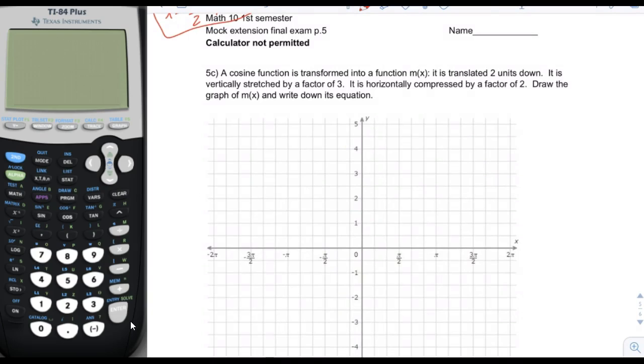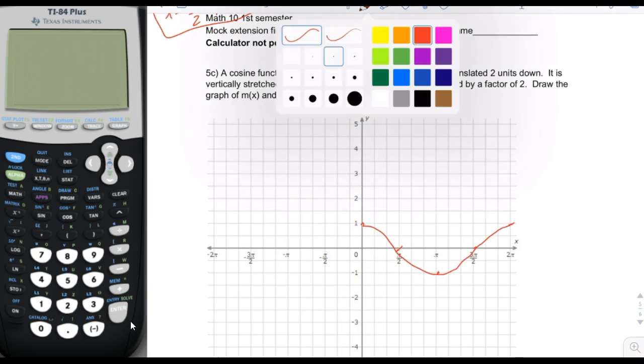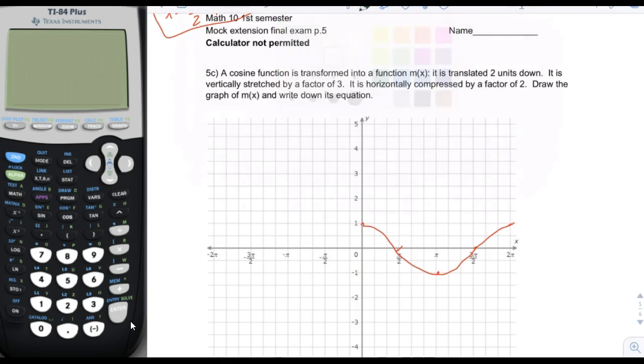Okay, so we know that a regular cosine function looks like this. It starts at 1, goes through 0, then it goes through -1, then it goes through 0, and then it goes through 1 again. So this is the normal cosine function, the regular cosine function. Then we're going to translate cosine. First thing we're going to do is translate it 2 units down. So that means it's going to go 1, 2. It's going to be here, here, and here, and it's going to look kind of like this, centered at -2.